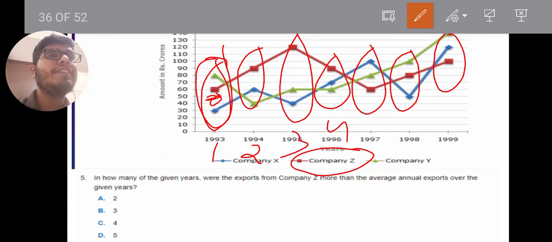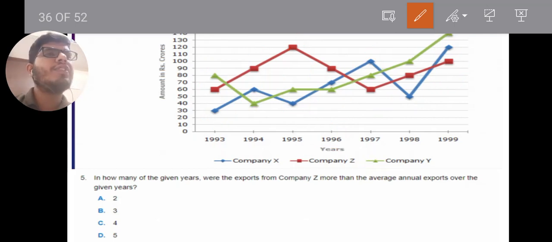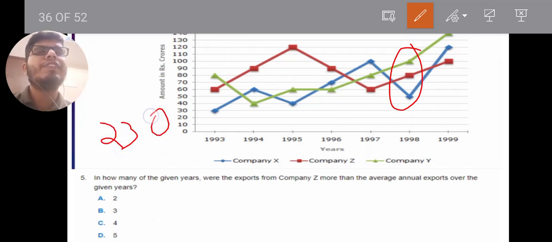So here this is below the average because the company Z's line is below all the lines. Obviously in this year it is not above the average because the company Z's line is below the other 2 lines. So obviously that is lesser than the average. The only confusion is this particular year. We have done the total of this particular year already in the first question. It is 230. There are 3 companies, so that is why we can go for the average.